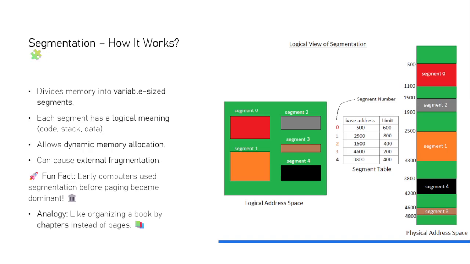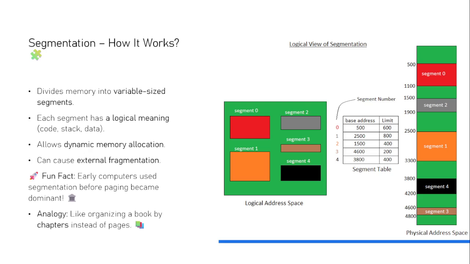Here's how segmentation works step by step. The OS divides a program into segments based on logical parts like code, data, or stack. Each segment is given a segment number and a base address, whose starting location is in RAM. A segment table stores information about each segment's size and memory location. When a program accesses memory, the OS checks the segment table to locate the correct segment. This allows flexible memory allocation based on the program's needs.